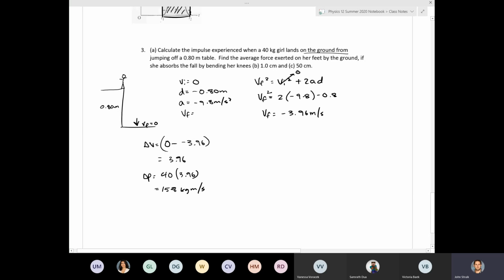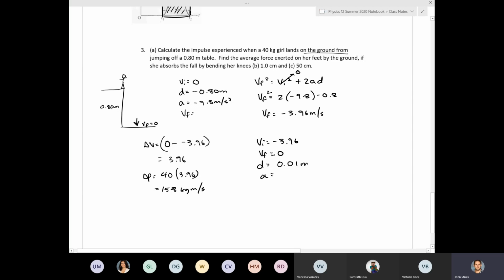If we do it this way, the momentum change is going to be the exact same. The velocity change is going to be the exact same. So the best way to do this is just to apply kinematics again, where our VI is negative 3.96, our VF is 0, and then add in the distances. If it's 1 centimeter, that's 0.01 meters. And then we can find our acceleration, times that by mass to get your force.